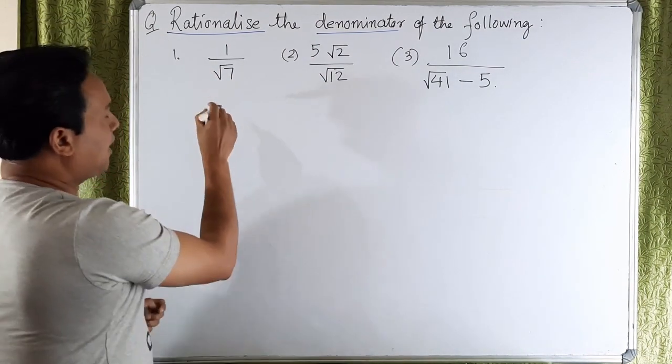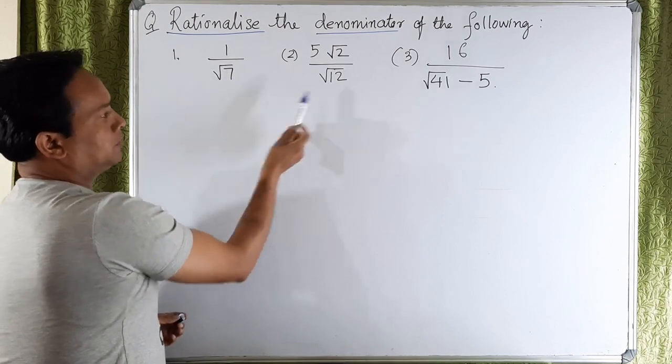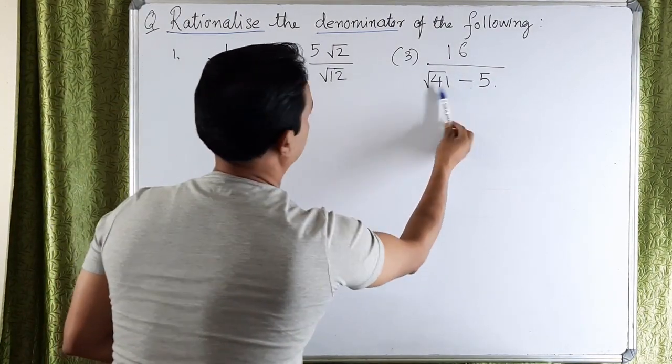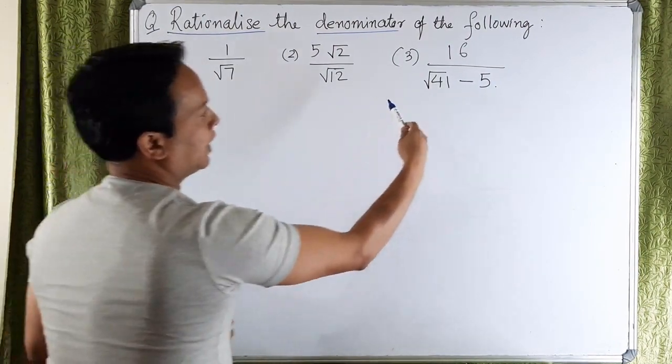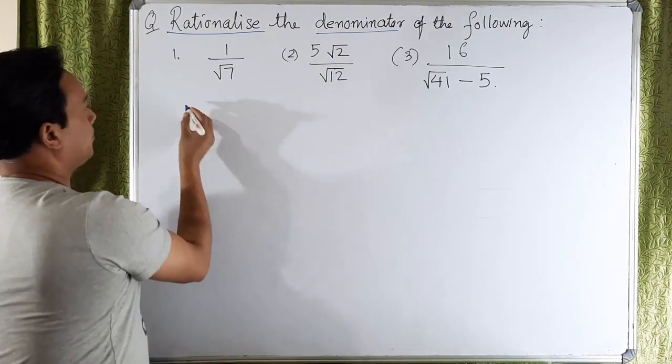Now, I have taken three sums here. The first one, the denominator has one term. Here also only one term. But when you look at this sum, we have two terms. Now, when you have one term, we will do it in one way. And if you have two terms, we have to do it in a different way. Let's start with the one term sum.